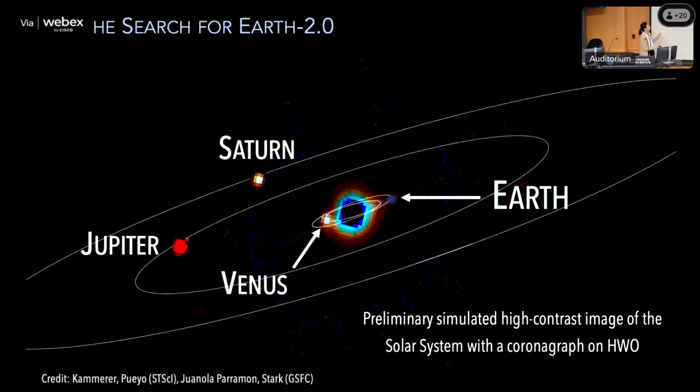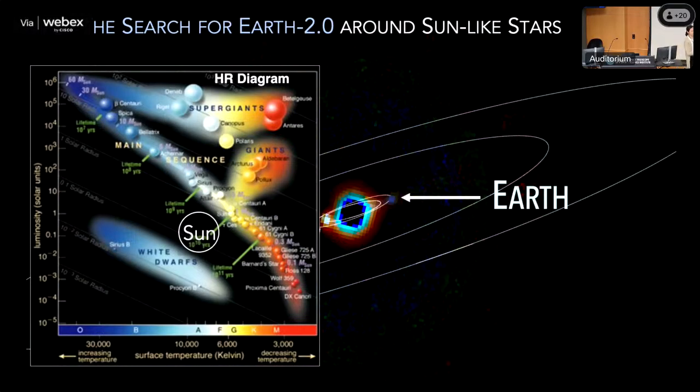All right, so in the search for Earth 2.0, we're going to be looking for Earth-like planets around sun-like stars. Here on the HR diagram.